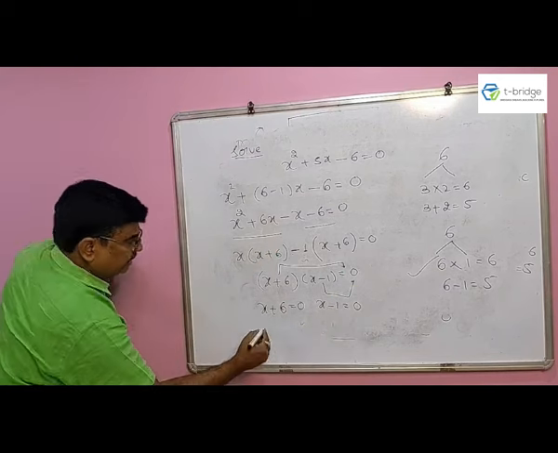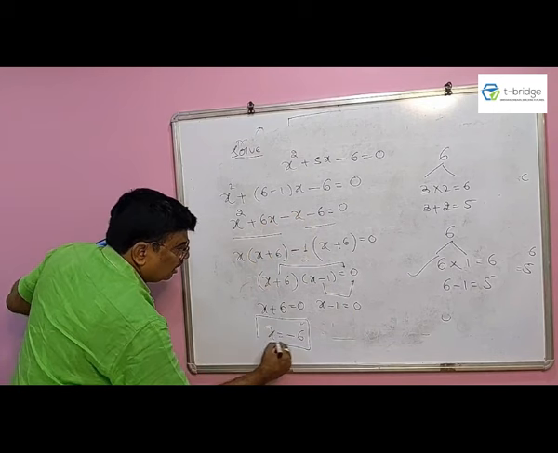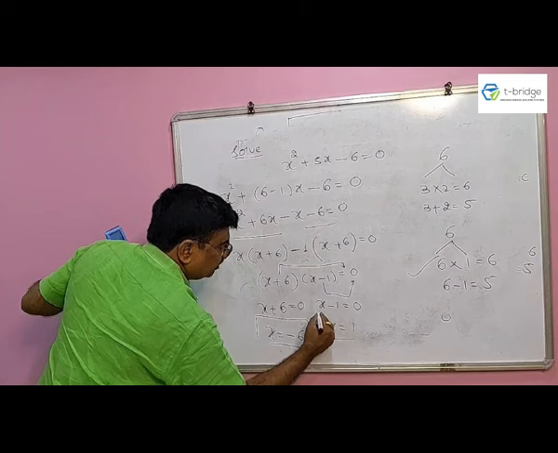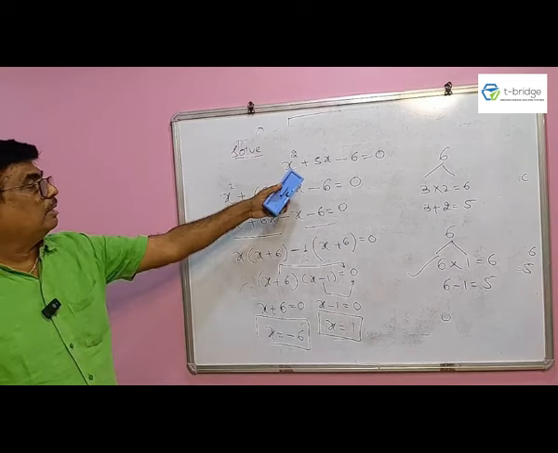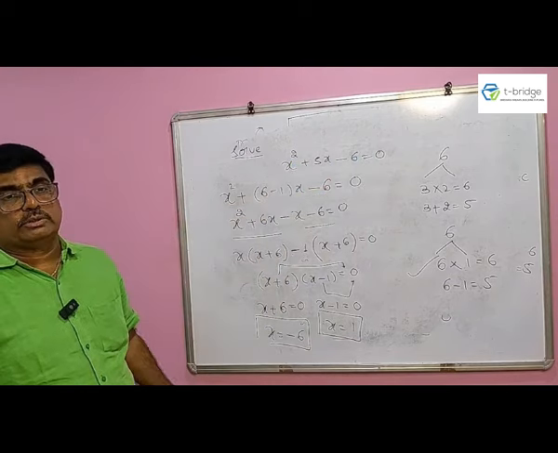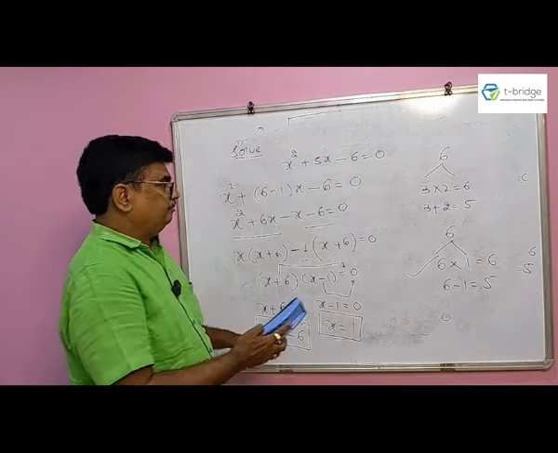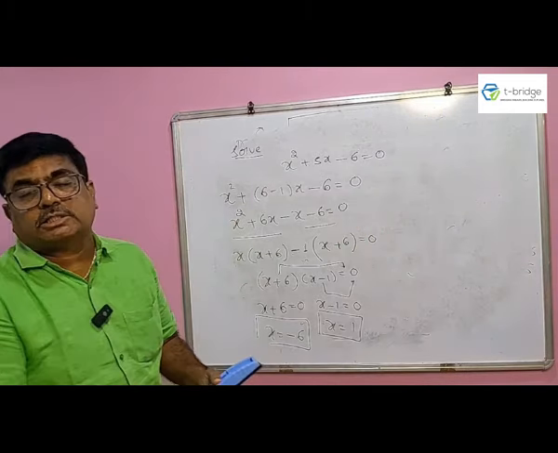Transfer the constant to that side. x equals to minus 6 and x equals to positive 1. These two are the roots of that quadratic equation. So these are the two zeros, the two roots of x square plus 5x minus 6. Now, if we take minus common, how plus changes to minus and minus to plus inside the bracket, let us see.